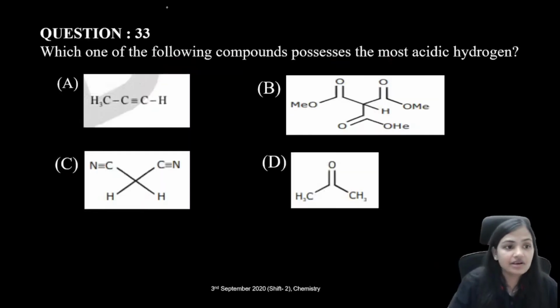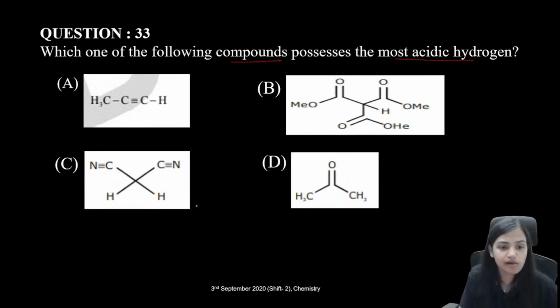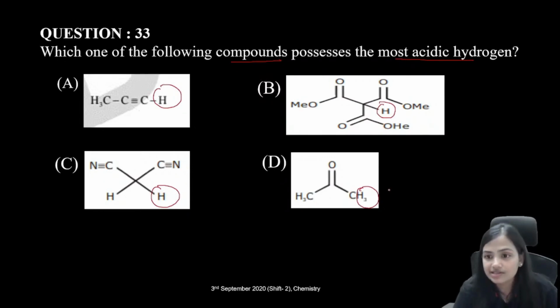Answer is 5. Which one of the following compounds possesses the most acidic hydrogen? Which is having the most acidic hydrogen? Find it out. Is this the most acidic hydrogen? Is this the most acidic hydrogen? This is the most acidic, or this is the most acidic? I think you got your answer. This is OMe.